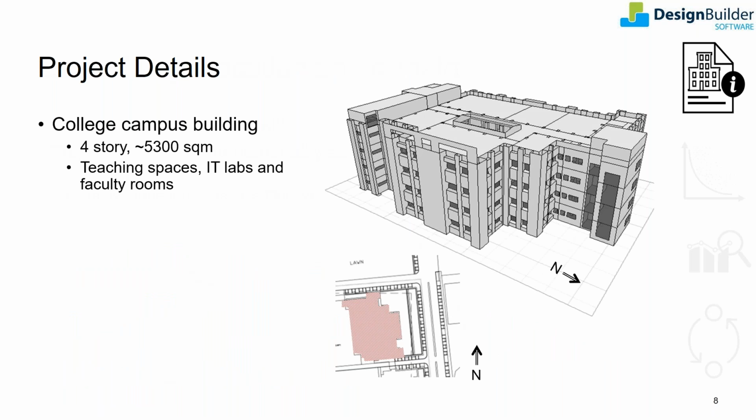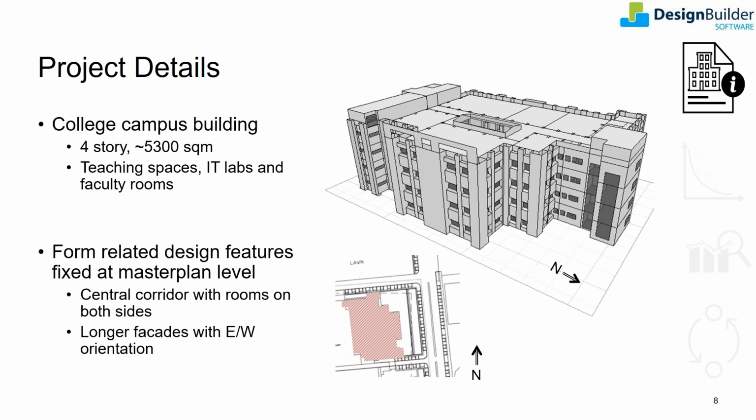The project is a 4-story, 5,300 square meter teaching building in a college campus. The main spaces include teaching areas, labs, and staff and faculty rooms. The building form and some of the design features were dictated by the master plan. There is a central corridor with teaching rooms on either side.